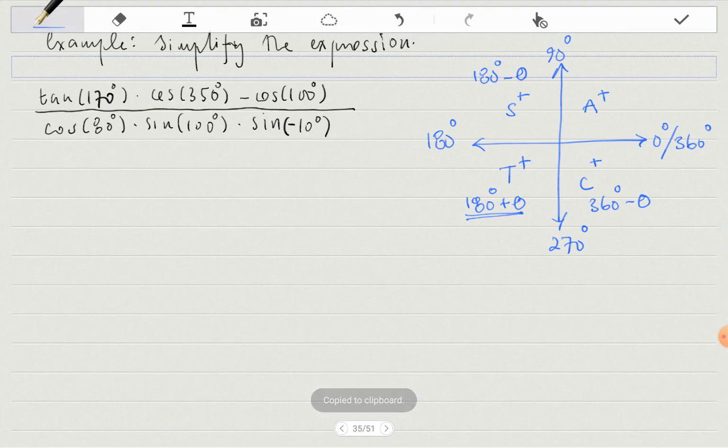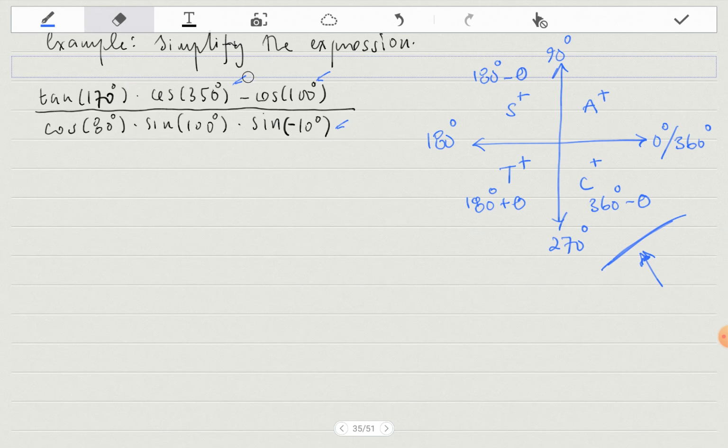If you're not familiar with how to use this diagram, please go back to the course and have a look at the reduction formula video. It's going to help you understand it a bit better. Looking at the expressions we have, we've got separate expressions right here, and we're going to simplify each and every one of them using the reduction formula. So let's get into it.